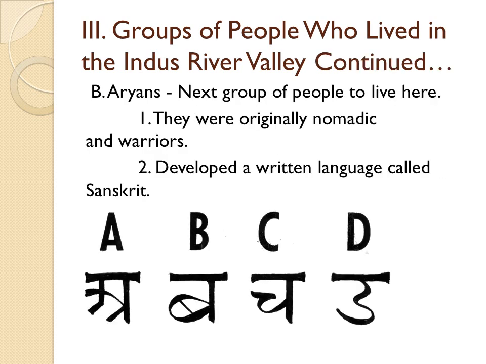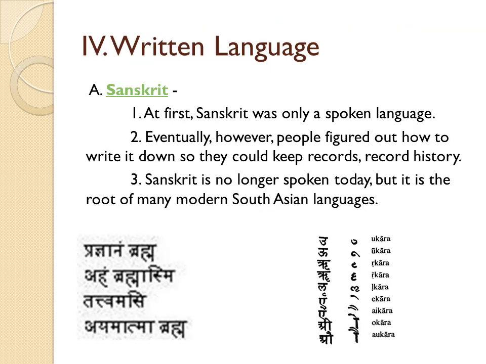The next group of people who lived there were called the Aryans. They were originally nomads. They moved from place to place, and they were warriors. They developed a language called Sanskrit. You can see an example of Sanskrit here on the bottom, the different symbols that stand for A, B, C, and D. The written language, again, is Sanskrit.